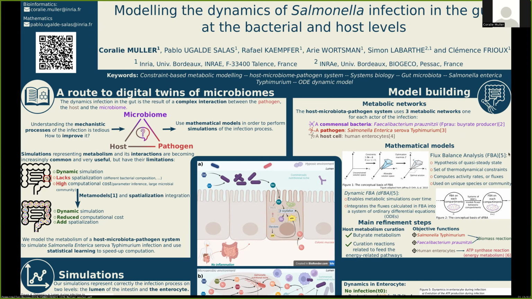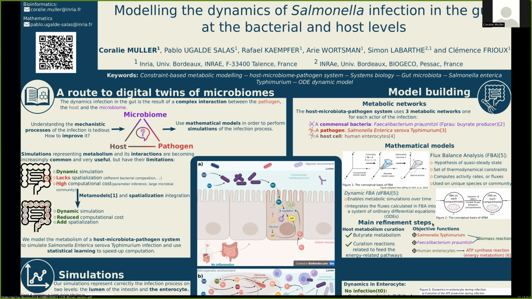The genome-scale metabolic networks, or GSMs, are the core of the numerical models used for simulation, such as flux balance analysis, FBA, that simulates the metabolism of the species under a hypothesis of quasi-steady state and a set of thermodynamical constraints. FBA computes activity rates or fluxes of metabolic reactions in the GSM models. Dynamic FBA integrates the flux calculated in FBA into a system of ordinary differential equations, enabling metabolic simulation over time.